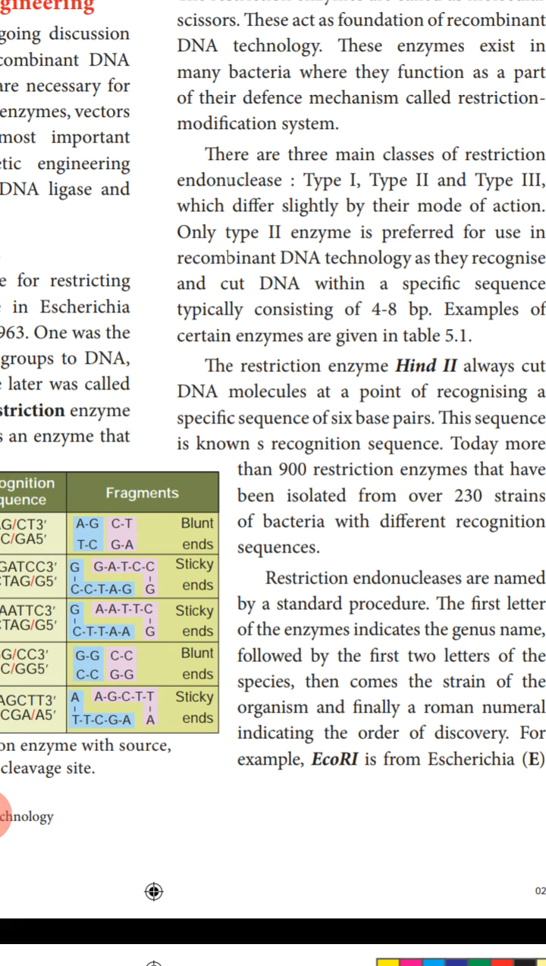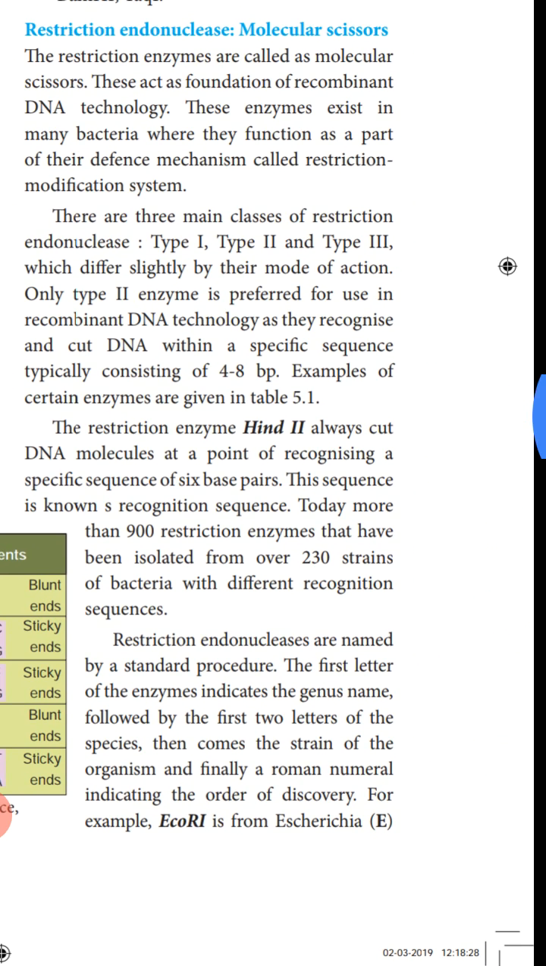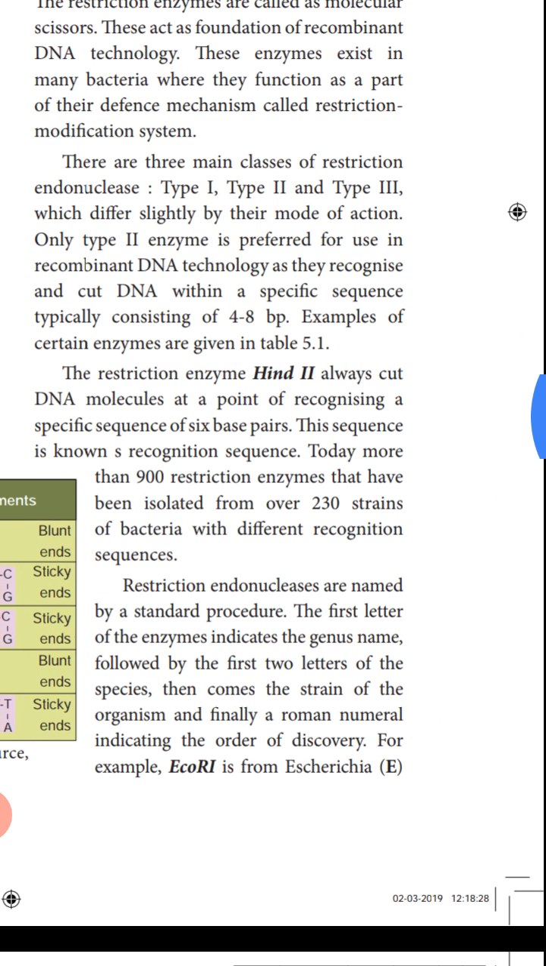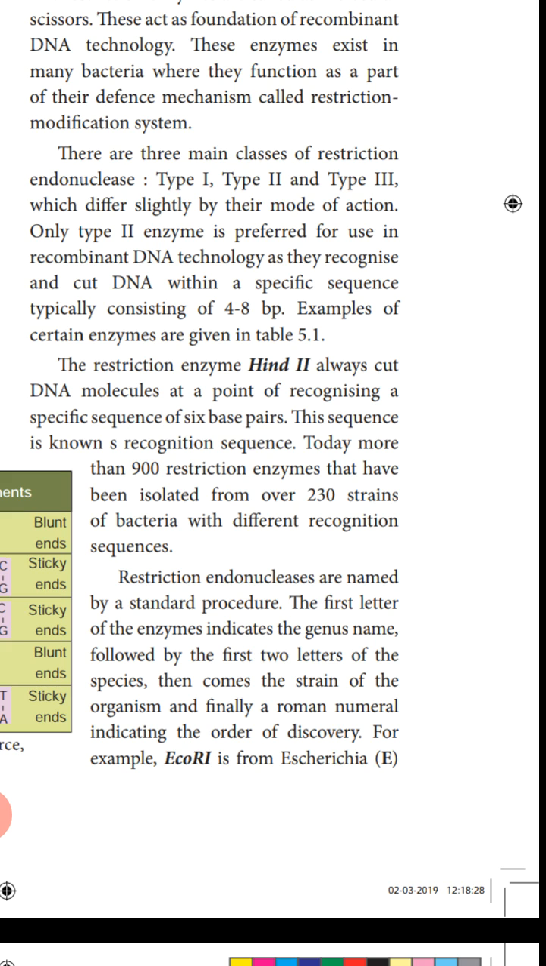So here we have studied the different types of type 2 enzymes. The restriction enzyme HIND2 always cuts the DNA molecule at a point of recognizing a specific sequence of 6 base pairs. As an example, HIND2: if the DNA sequence is 6 base pairs long, this enzyme can cut it. This sequence is known as the recognition sequence.